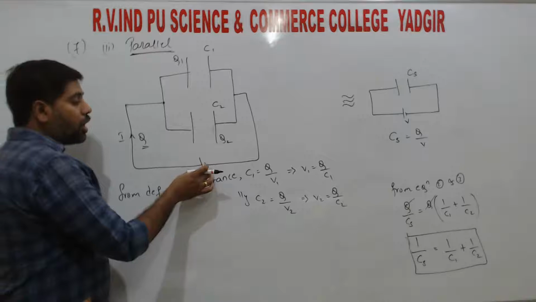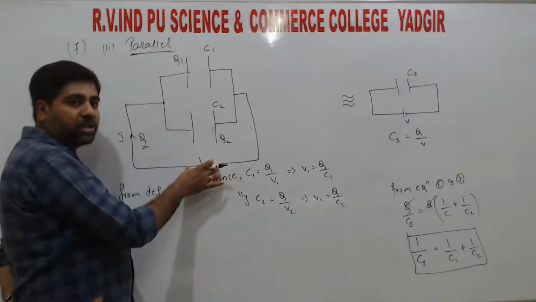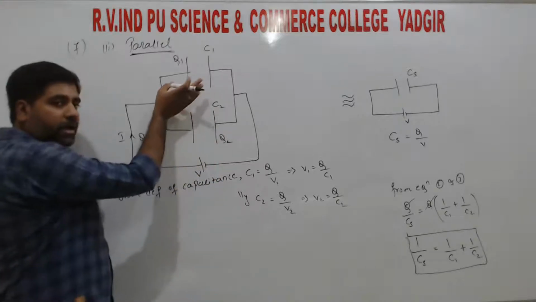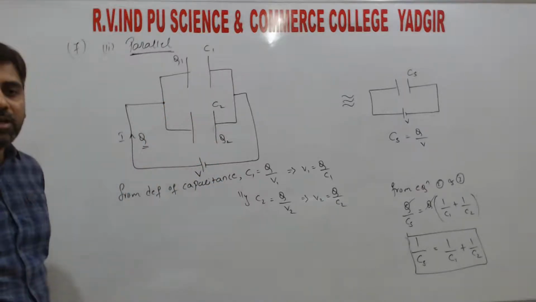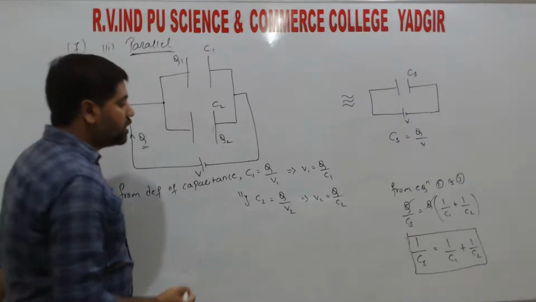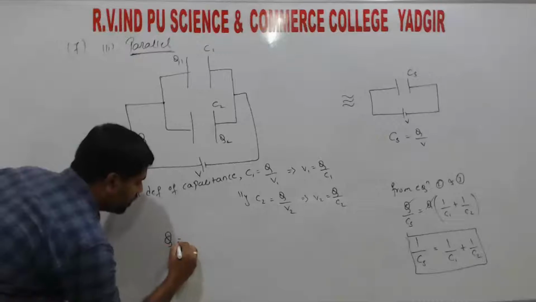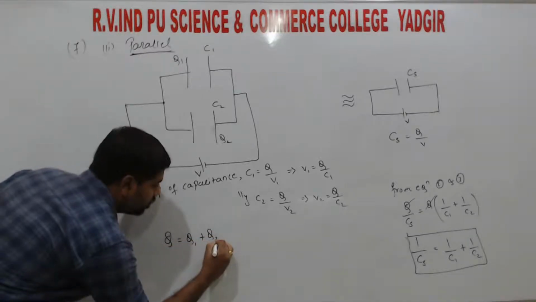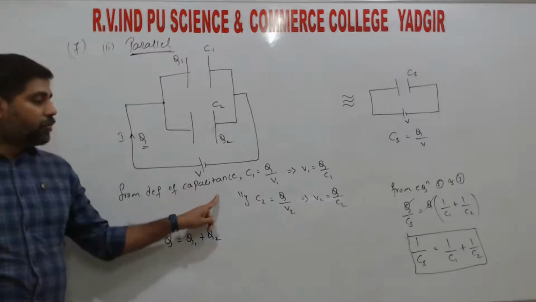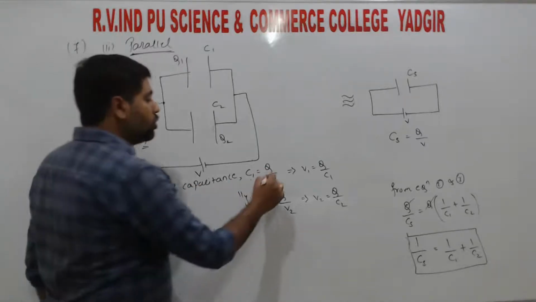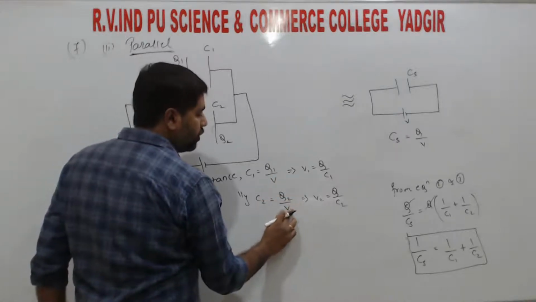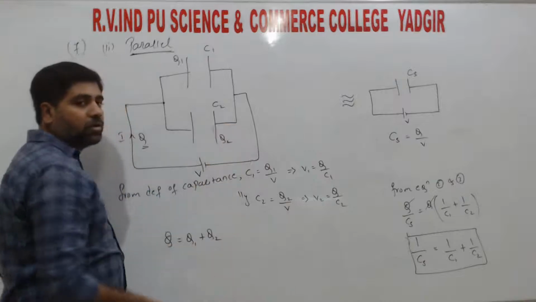Then across the parallel combination, the potential remains same across each capacitor. However we connect in parallel, the potential is always the same, right? So from this we can write the relation Q is equals to Q1 plus Q2, right? From the definition of capacitance, C1 is equals to Q1 by V, C2 is equals to Q2 by V, because the potential is same across the two capacitors.